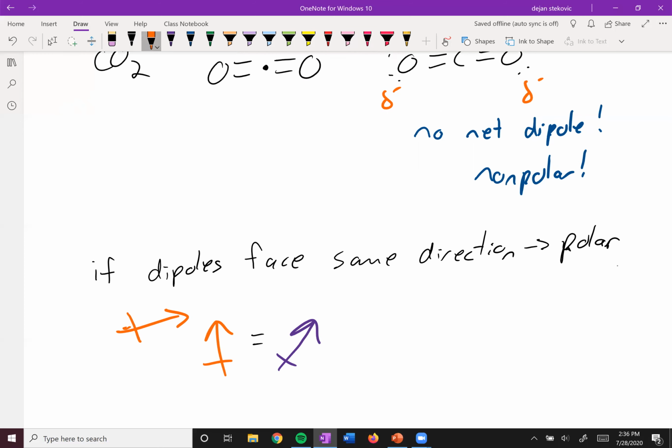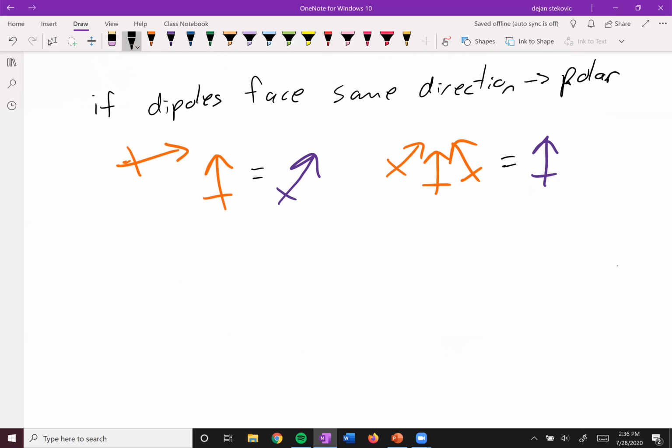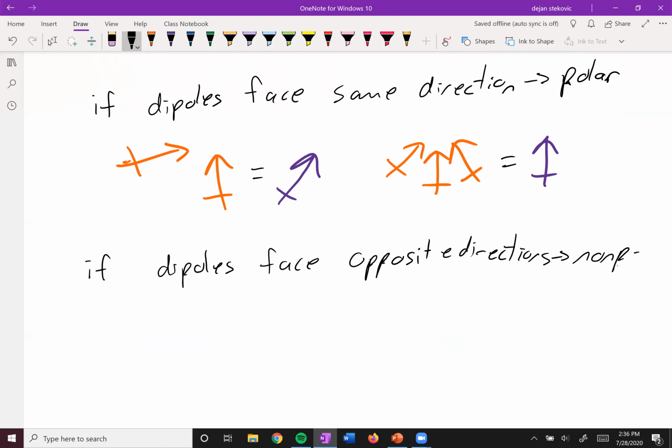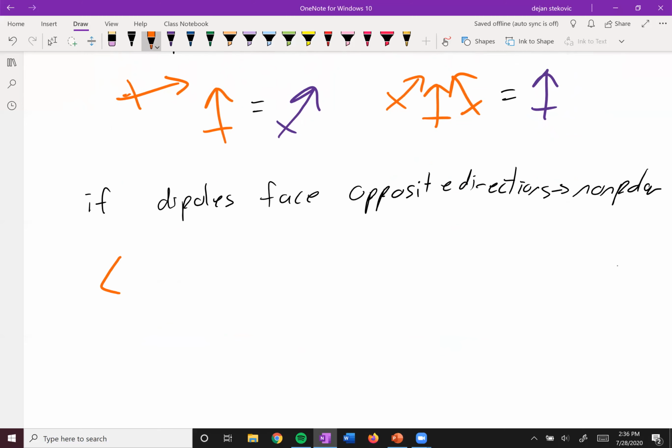Or maybe in the case of ammonia, right? They're all kind of pointing upward, right? There'll be a net dipole pointing upward. If the dipoles face opposite directions, they are going to be nonpolar, right? So if they're facing the same direction, they'll sum and be polar. If they're facing opposite directions, they're going to be nonpolar, right?